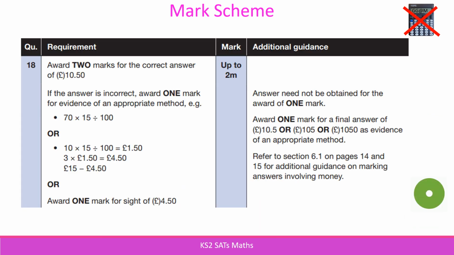The mark scheme on this question shows there are up to 2m, which means 2 marks. Now, alternative methods are provided on the left-hand side. So if you did 70 times 15 divided by 100, or you did 10 times 15 divided by 100, times that answer by 3, take it from 15, or got the answer of £4.50, any of these would give you 1 mark. To get the full 2 marks, you needed to write your answer to be £10.50. You didn't need to put the pound sign there as it was already written in the answer box for you. So 10.5 is all you needed to write.